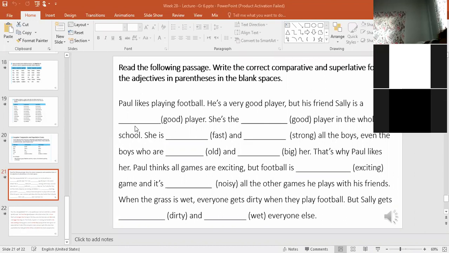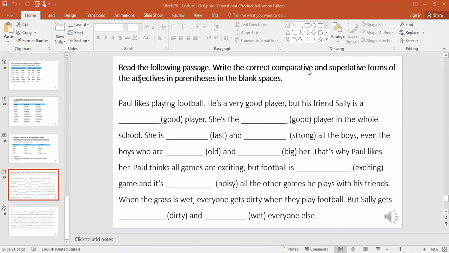Can I try to do the next one? Yes, please. She is faster and stronger than all the boys. Very good. Continue. Even the boys who are older and bigger than her. Okay. Zainab. All games are exciting, but football is the best game. Yes, very good.